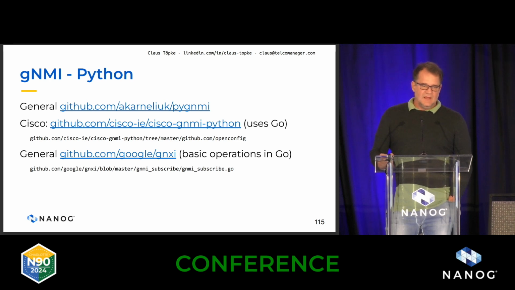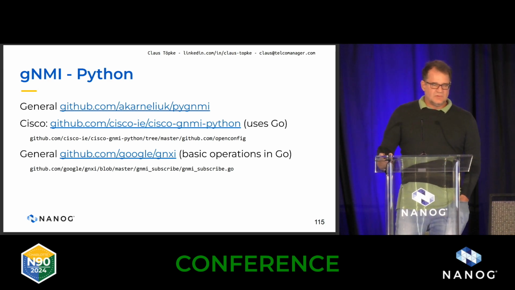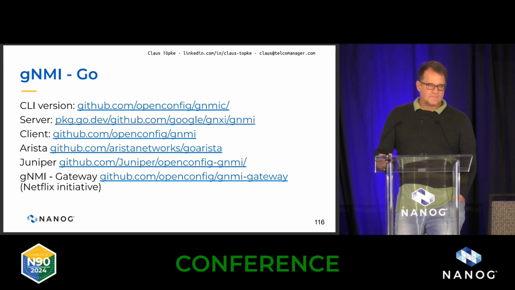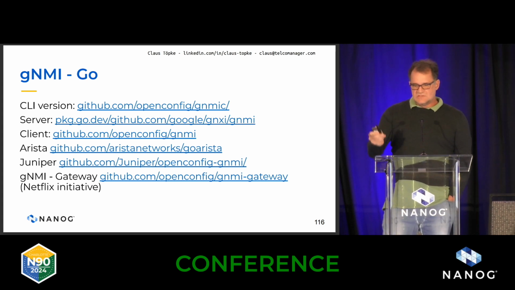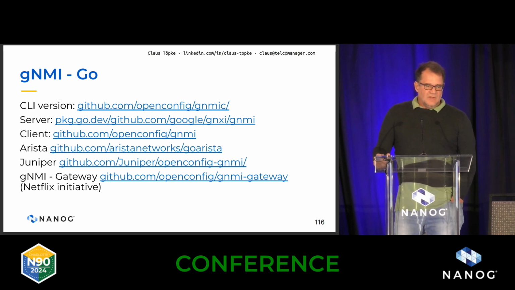And gNMI has some operations here, some examples of using it. And you also have tools written in Go to use gNMI. You don't have to write your own code. You just have to download this gNMIc, and you have server and client implementations. Arista has contributed a lot, Juniper as well. Nokia and other players are contributing a lot for this standard to go up.